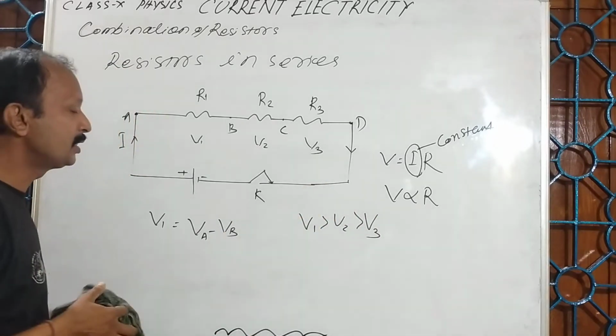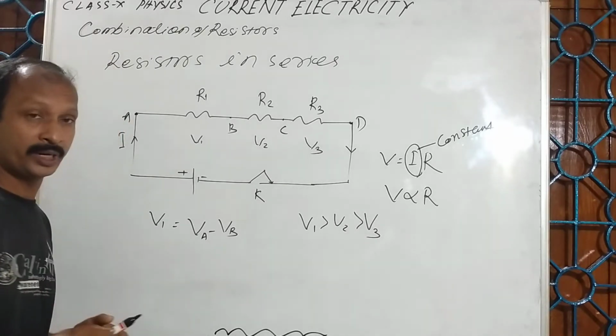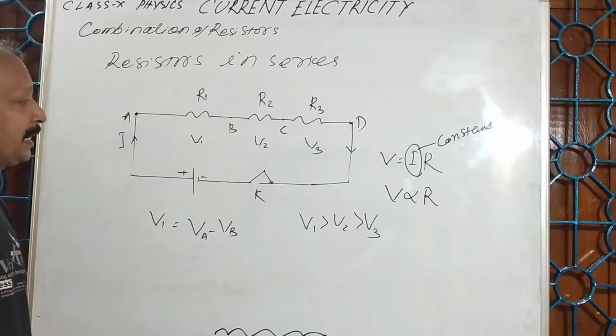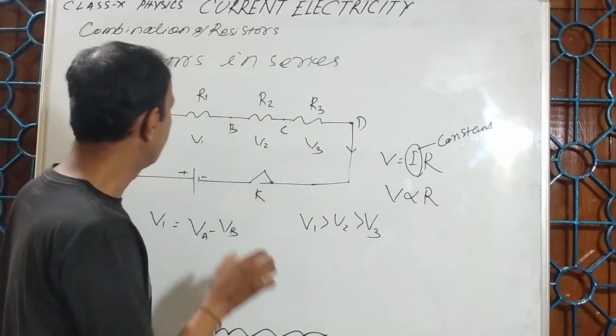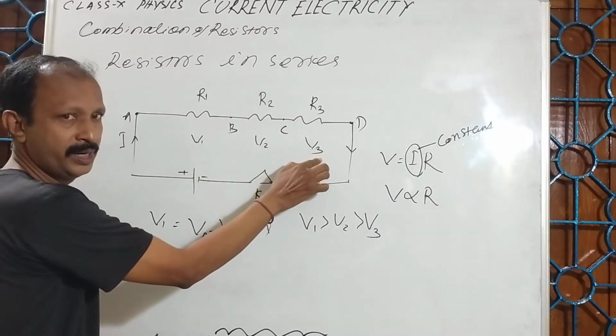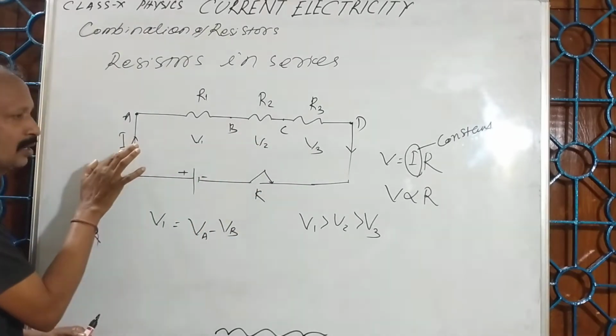So far as series connection is concerned, I said that the potential difference will be divided among the resistors. If it is V1, this one V2, this one V3, I have written V1, V2, V3. But I have mentioned the current I.